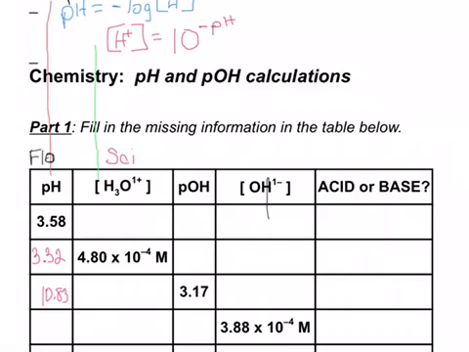Now, we're doing concentration, and when we did molarity, what was our unit for molarity? M, big M. So we need to put that whole thing in there. Remember, we're talking about ions. Relatively speaking, we're dealing with lots of numbers. So that's why it ends up coming out in scientific notation. So what are we going to write down?